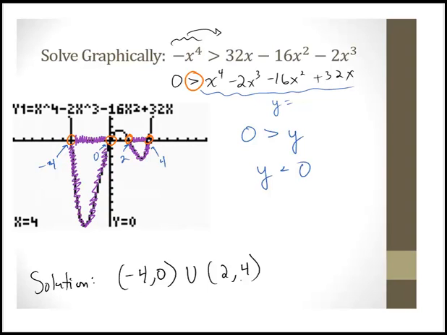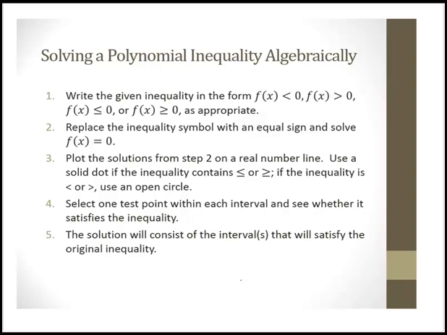Now let's take a look at how we would solve using symbolic or algebraic techniques. To solve a polynomial inequality algebraically, we're going to first write the given inequality in the form f of x is less than 0, greater than 0, less than or equal to 0, or greater than or equal to 0 as appropriate. So basically we want to get all the terms on one side of the inequality and compare to 0. We replace the inequality symbol with an equal sign and we solve f of x equals 0.